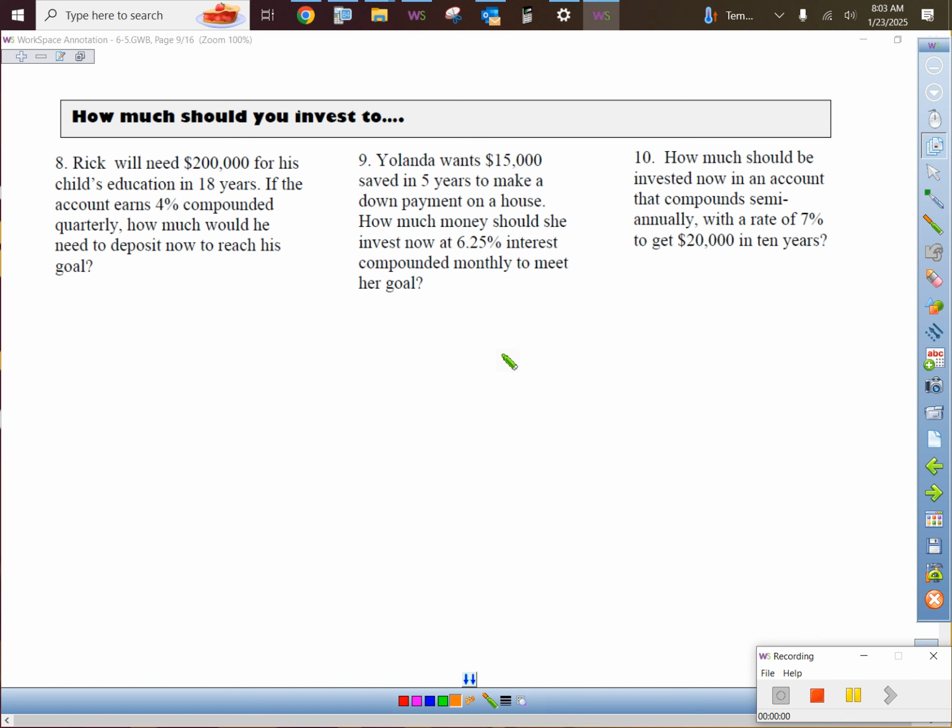So 6.5 part 2, I split it in half. This is on the back side of the 6.5 worksheet from before. First question here: Rick needs $200,000 for his child's education in 18 years.